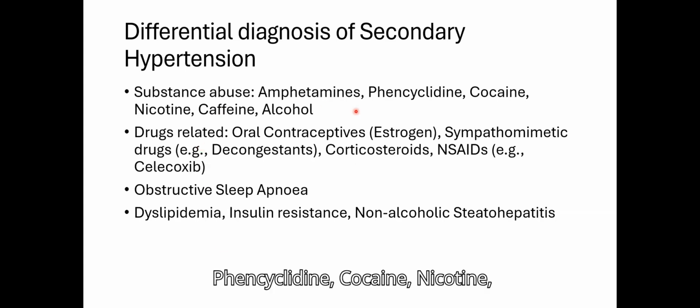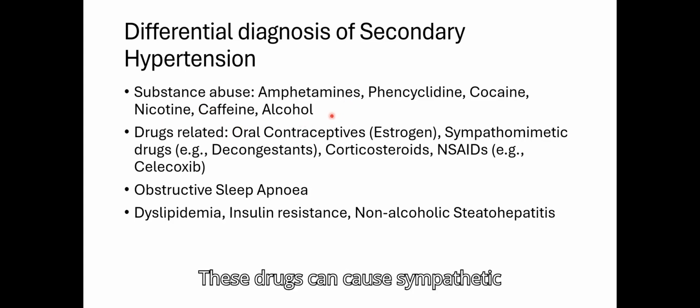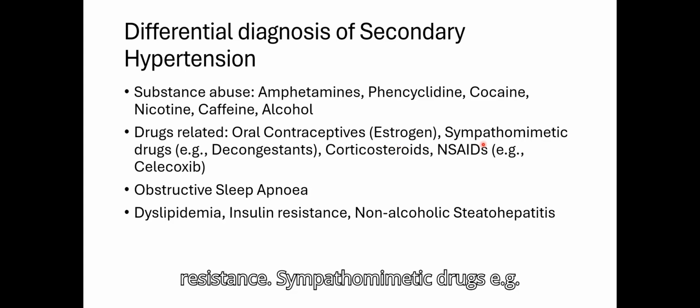Substance abuse, amphetamines, phencyclidine, cocaine, nicotine, caffeine, alcohol. These drugs can cause sympathetic overdrive. Drugs related, oral contraceptives, estrogen. Estrogen causes increased systemic vascular resistance.